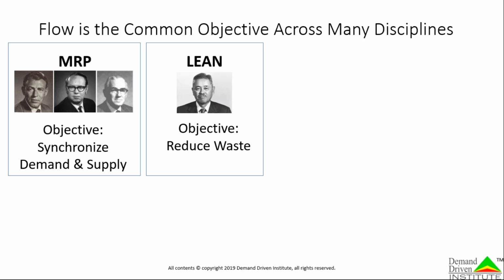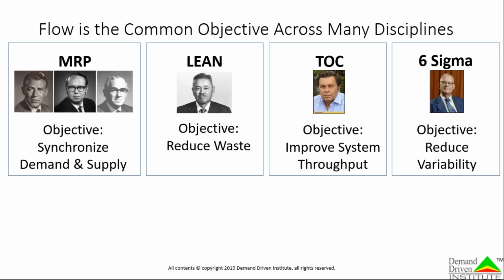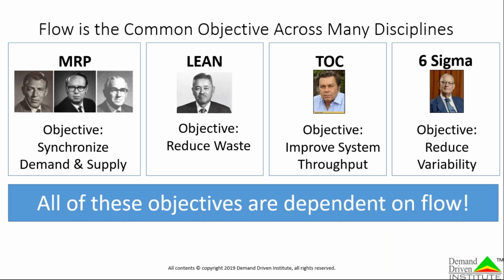By the way, guess what you need for waste reduction? You have to have flow. When we look at Eli Goldratt here and the theory of constraints, the objective is to improve system throughput. Well, guess what? You can't improve your system throughput without increasing and protecting flow. And finally, we get to Deming and Six Sigma, where the objective is to reduce variability. Well, guess what? Once again, variability reduction is a result of better flow performance, all right? All of these objectives are dependent upon flow.